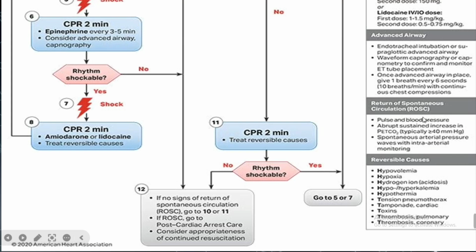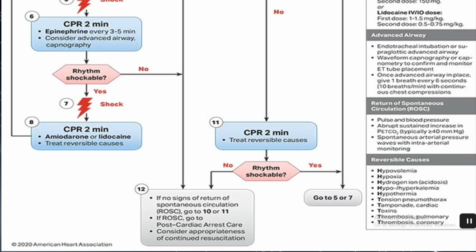This is your return of spontaneous circulation parameters: the PETCO2, the arterial pressure monitoring, the pulse and the blood pressure, your usual vital signs. So then reversible causes that we said, there are 5 H's and 5 T's. First H is your hypovolemia, which is the most common cause of pulseless electrical activity.